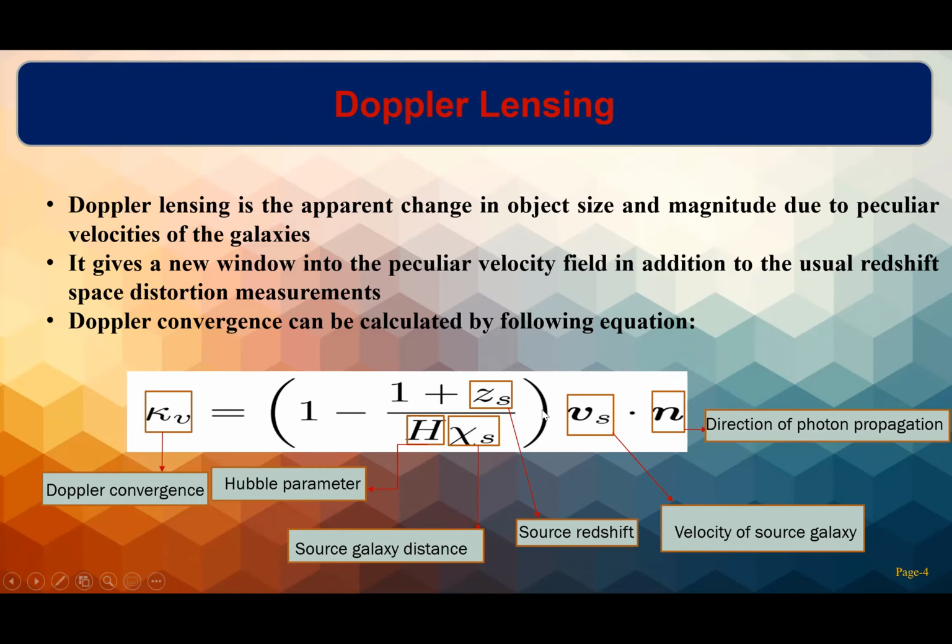If the dot product of these, that means the velocity of the source galaxy and the direction of photon propagation, is greater than 0, that indicates that the objects are moving towards us and the Doppler convergence is less than 0. If this dot product is less than 0, that indicates that the objects are moving away from us and the Doppler convergence is greater than 0.